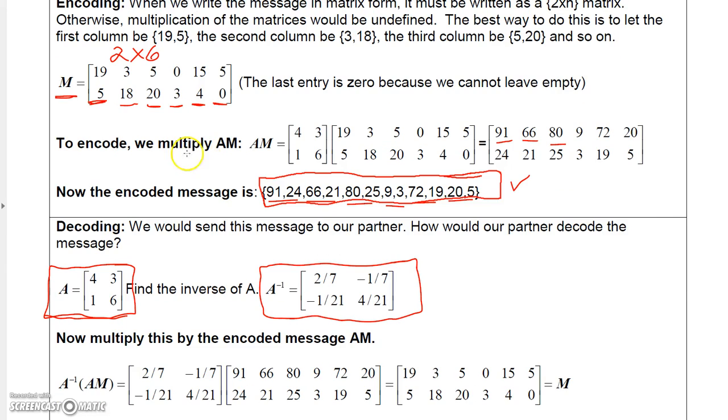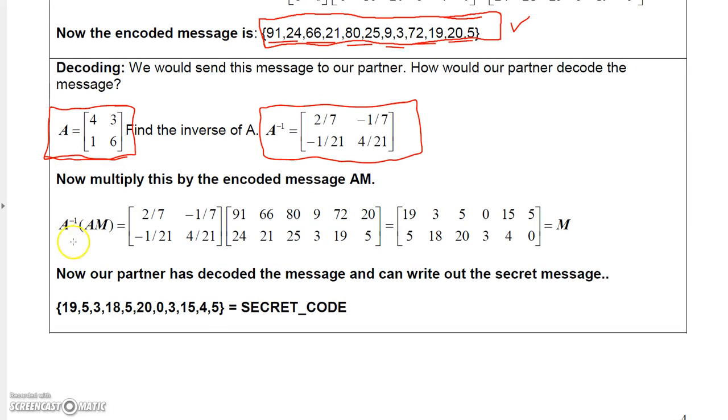To get back my original message matrix M, I'm just going to take the inverse of A and multiply it by AM. Now think about this mathematically, what that does. That's A inverse times A. Well, guess what A inverse times A is? That's the identity matrix, right? And if you read the section, you saw that anytime you multiply the identity matrix times a matrix, it just gives you back the matrix M.